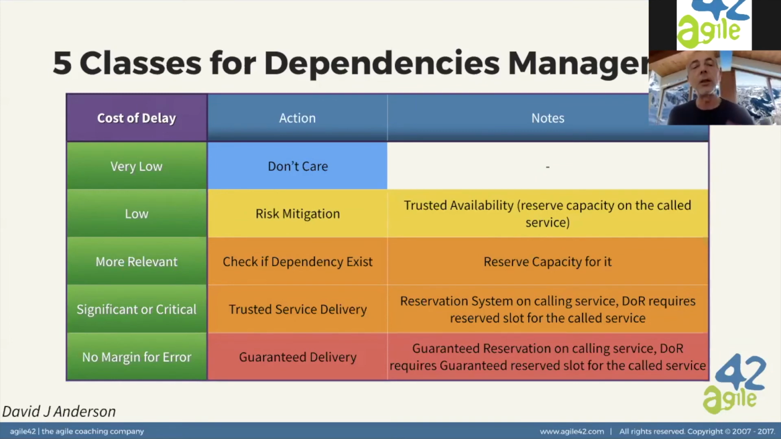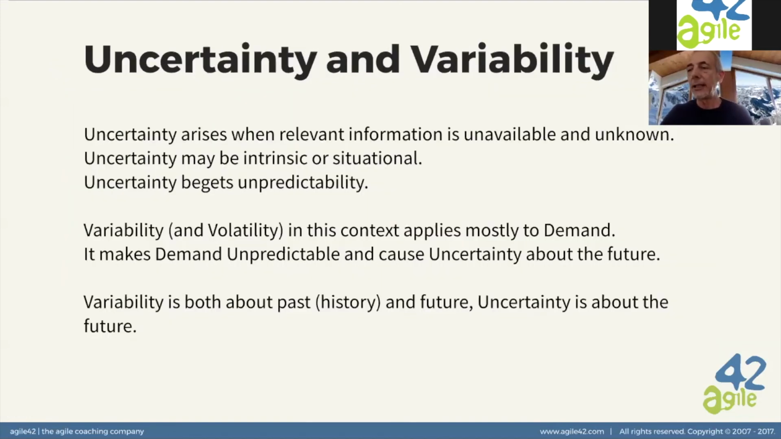So for a very low cost of delay, who cares about dependencies? And then when we go down to where the cost of delay impact could be significant, or we have no margin for error, then we have to use different classes of service like orange, fixed date, or red, immediate action, for instance, guaranteeing reservation with reservation mechanisms both on the calling and on the called services. So very quickly, we're reaching the end.